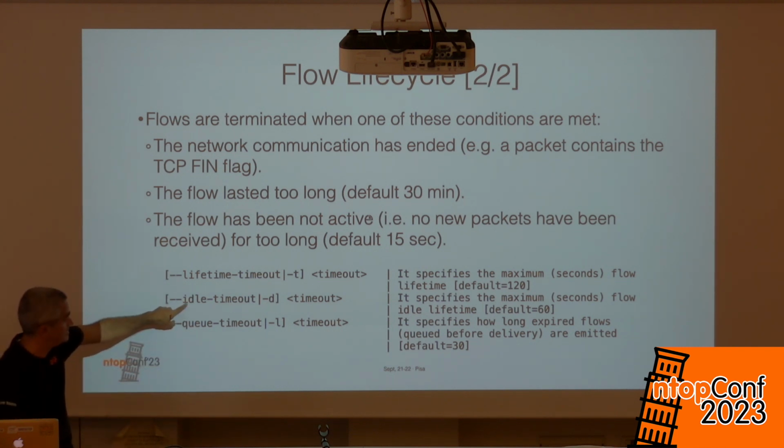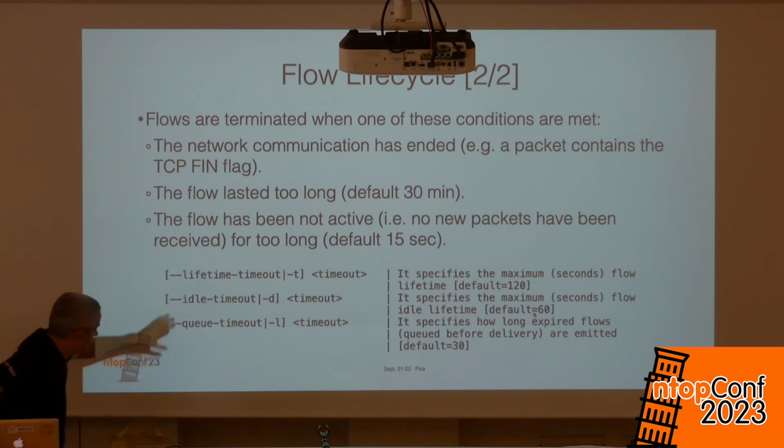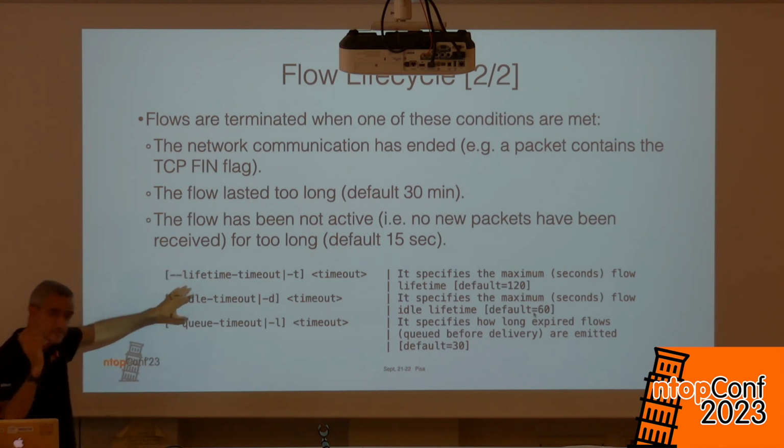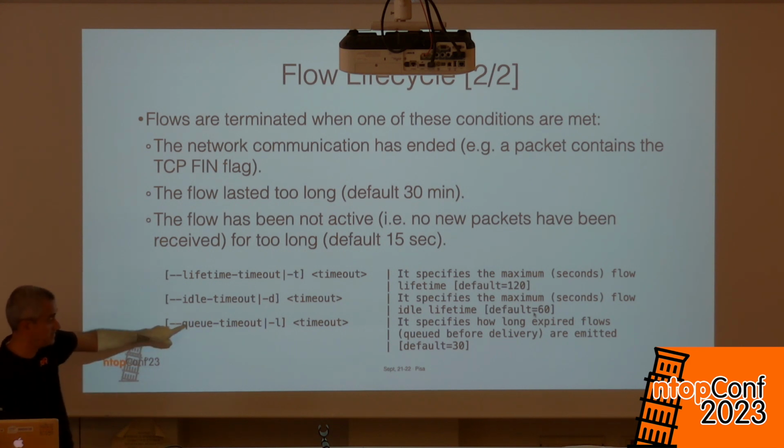So a single flow is divided in subflows. The second flag is the idle timeout. When a flow is idle for some time, I want to remove it from the cache. By default, mprobe uses 60 seconds, but this is really up to you. These flows are not sent immediately as they are exported, because we want to save bandwidth. So they stay in memory for a little while, and it is specified by the queue timeout. By default, it's 30 seconds.